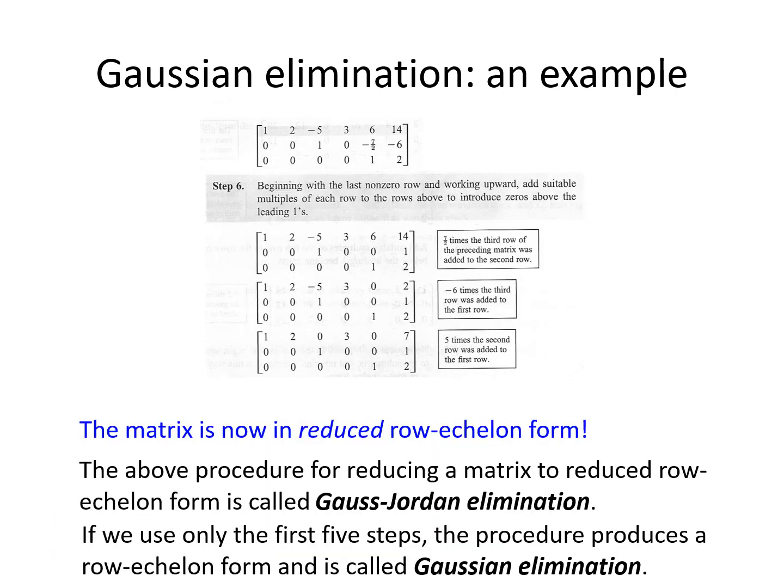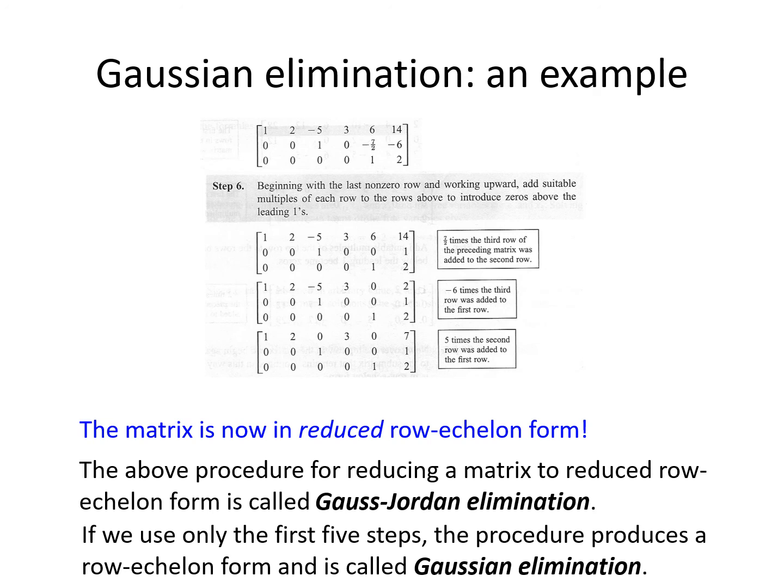Finally, we obtain the reduced row echelon form. That is the position of x1, x3 and x5, and all other variables are treated as free variables. That method is called the Gaussian elimination method, where we apply elementary operations in order to convert the augmented matrix into row echelon form.